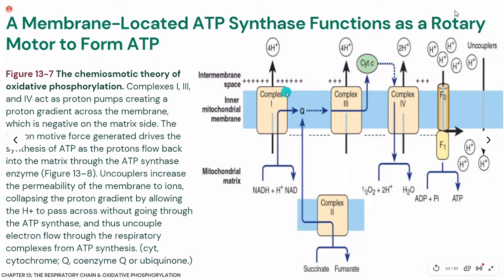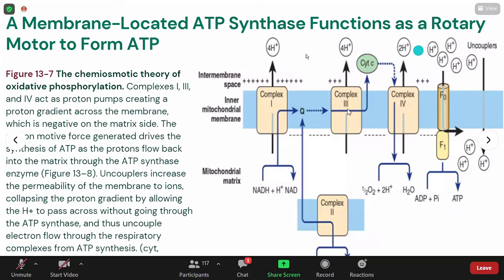Okay? You see that? So what happens now to this area, the intermembranous space or intermembrane space? It will be more positively charged. More positively charged. And so what is the pH here? Acid or alkaline? Acid. Okay. So you're extruding your hydrogen there. So what happens here? It will be negatively charged. Very good.